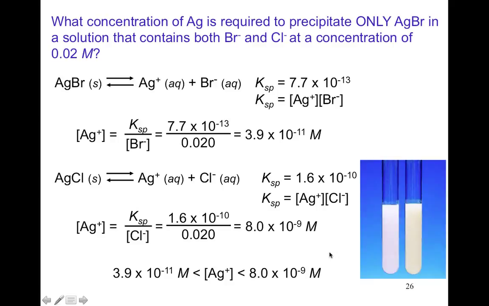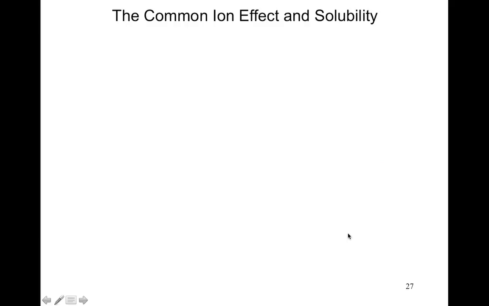A little bit tougher, but it's still just manipulating our KSP equations. And here's an example of where they added just a little bit of silver and got their silver bromide, and then added a whole bunch of silver and got their silver chloride. And they do look a little different in their colors.